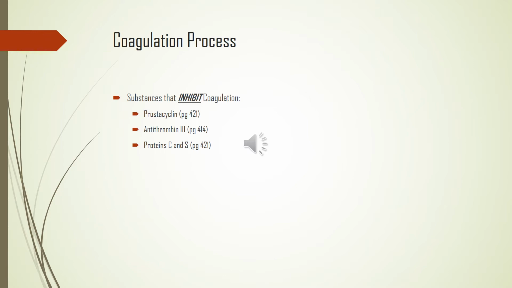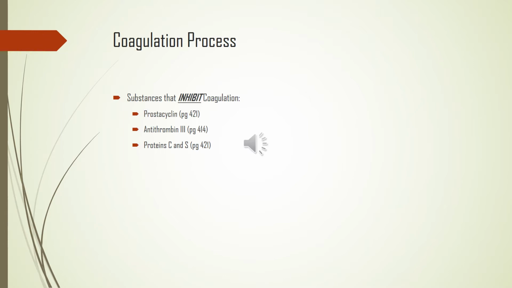So these are ones that they can run labs on. If you have somebody that has maybe a history of pulmonary embolism or DVTs, they'll run those labs and see if maybe there is a deficiency in these proteins. And if there is, then they're going to treat it so they can prevent any future DVTs or emboli.